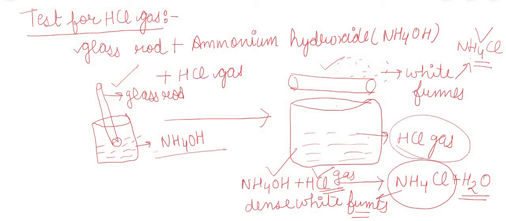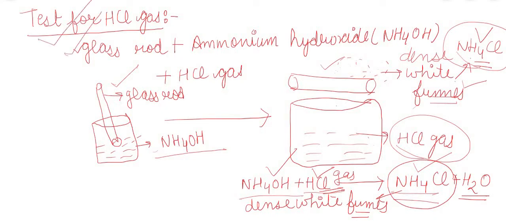Just after bringing it, there is a formation of dense white fumes that are visible to the naked eye. Those dense white fumes are due to ammonium chloride, which is formed by the reaction between ammonium hydroxide and HCl gas. So by this experiment or method you can test for HCl gas. Okay, so moving on to the next part.